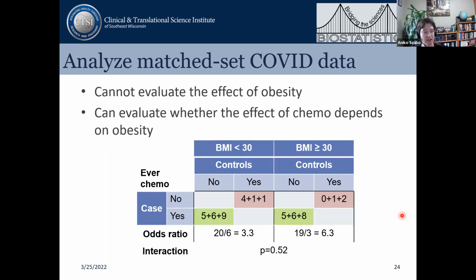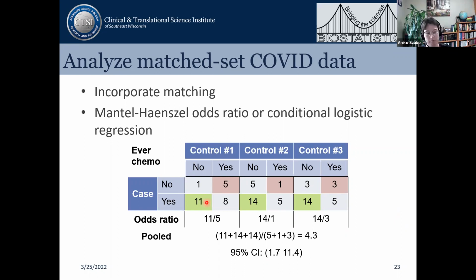What other things can we evaluate in this study? For example, as I mentioned before, we cannot evaluate the effect of obesity, BMI more than 30, because we matched on it. If we were to try to make a table like this for obesity, all these red, blue and green numbers would be zeros, because there are no occasions where the case is obese and the control is not obese, or vice versa, because we made sure that they're matched on that. And we would get our odds ratio 0 over 0. So we cannot estimate that.